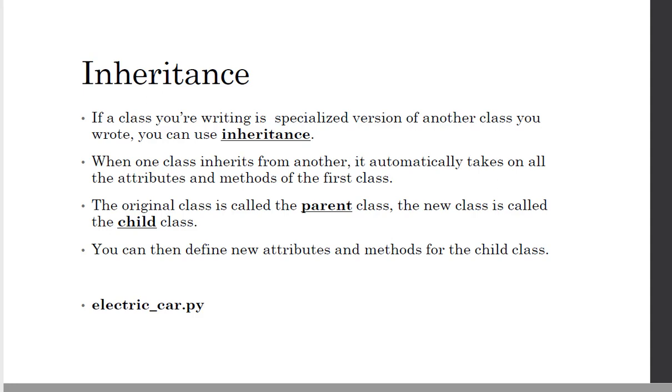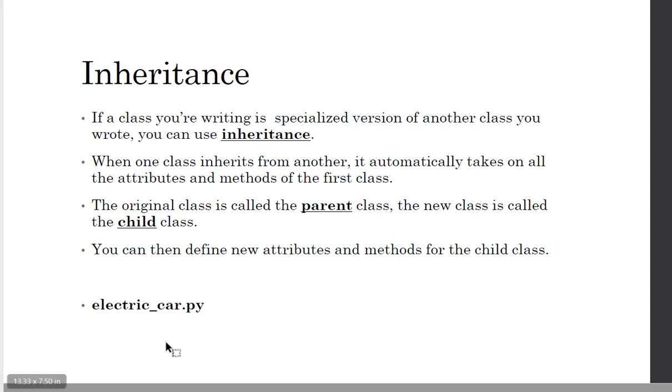So you don't always have to start from scratch when writing a class. If the class you're writing is a specialized version of another class you wrote, you can use inheritance. When one class inherits from another, it takes on the attributes and methods of the first class. The original class is called the parent class, and the new class is the child class. The child class can inherit any or all of the attributes and methods of its parent class, but it's also free to define new attributes and methods of its own.